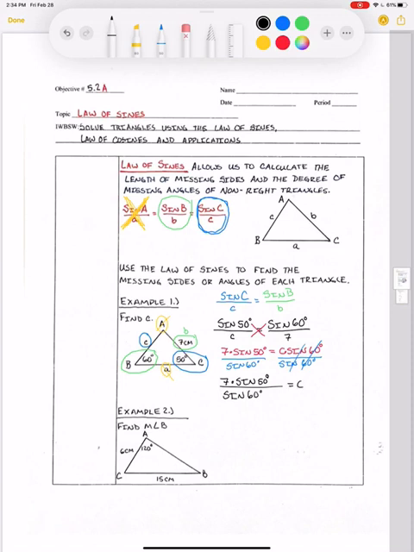From here, it's just a calculator problem. You can literally just pop it right in. 7 times the sine of 50 degrees divided by the sine of 60 degrees. And that's going to get us C equals 6.191. It doesn't tell us where to round, so we're just going to say 6.19. And that's our C value.